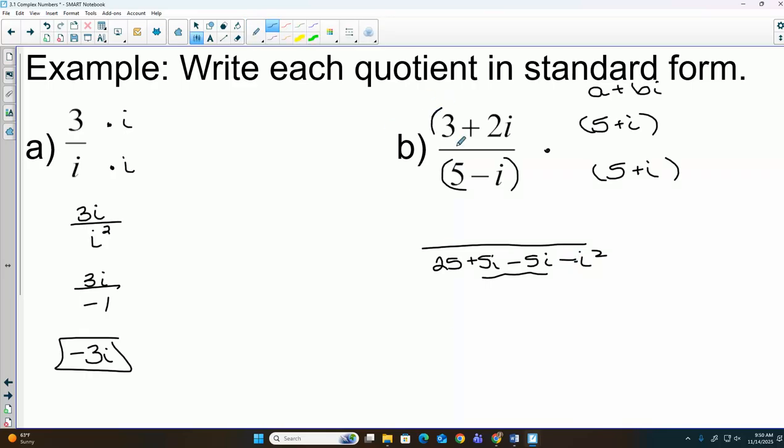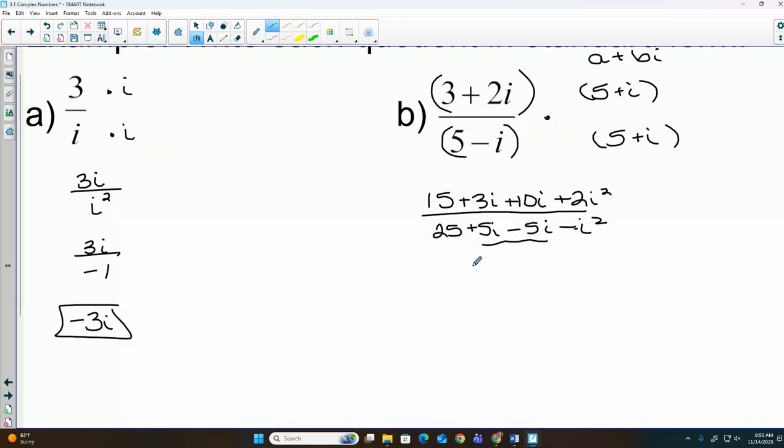The top you FOIL as well. So you get 15 plus 3i plus 10i plus 2i squared. If we combine like terms, that's 13i. Positive 2i squared is like 2 times negative 1, so we get negative 2. On the bottom, these cancel out, so you have 25 minus i squared, so minus negative 1 would be plus 1. So I get 13 plus 13i over 26.